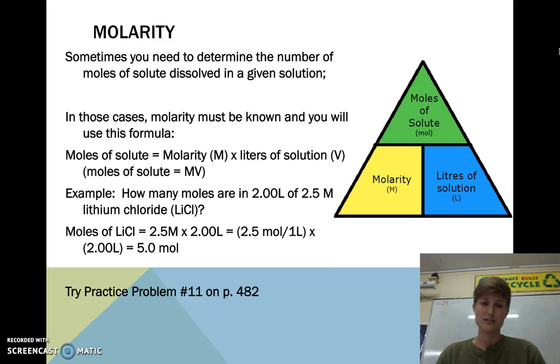An example, if you have 2 liters, it's a volume, of 2.5 molar lithium chloride, how many moles do you have? And so we want to find moles, and we've got our molar times our liters, and we get 5 moles. So in that solution we have 5 moles of lithium chloride. So I would like you to try a molarity problem and give me your answer in the box. Do number 11 on page 482.